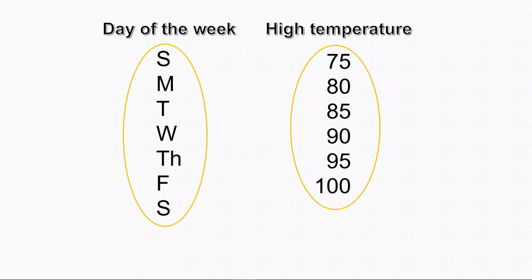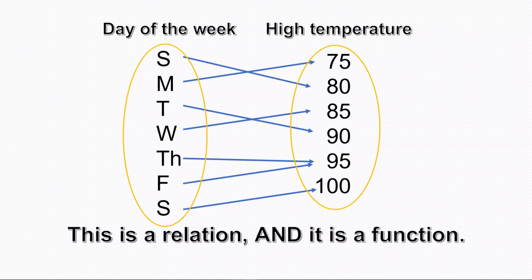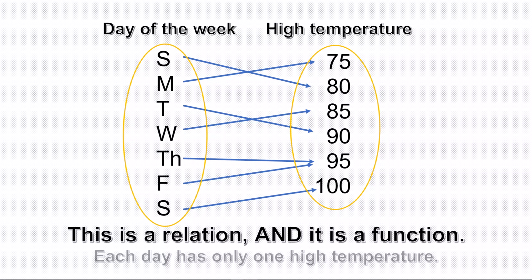Here is another scenario you can easily understand. Let's suppose the 7 days of a particular week registered different high temperatures. Sunday registered 80 as a high temperature, Monday 75, Tuesday 90, Wednesday 85, Thursday hit 95 degrees, but so did Friday, and then Saturday 100 degrees was the high. This is a relation and it is a function. If you think about it, it is not possible for any particular day to have 2 different high temperatures.